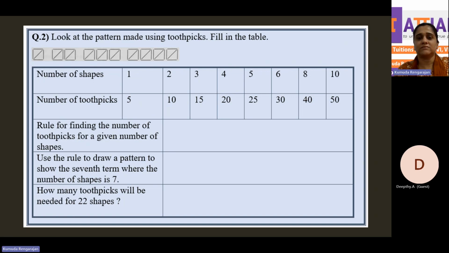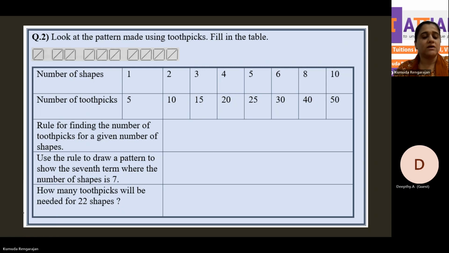Is this fine? Now, the rule for finding the number of toothpicks for a given number of shapes. What's your answer? 5x. What's the rule, Deepti? 5 into any variable. 5 into any variable, say 5 into n, 5n, or whatever, 5 into x, 5x.